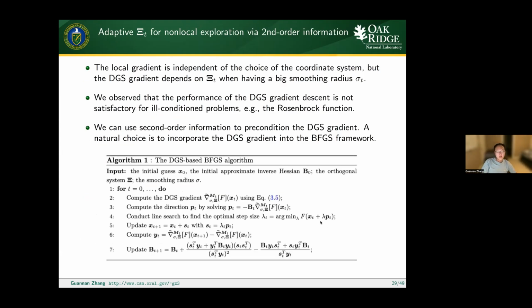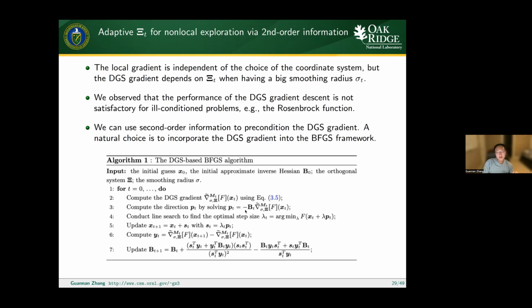coordinate system. The reason why we need to change the coordinate system is to handle the ill-conditioning problem, and the easiest way to handle it is to introduce second order information. The most famous algorithm to exploit second order information is BFGS. It is natural to first test how to integrate the DGS gradient into BFGS, which is very simple because we just replace the local gradient in the BFGS algorithm with our DGS gradient, and the rest is the same.